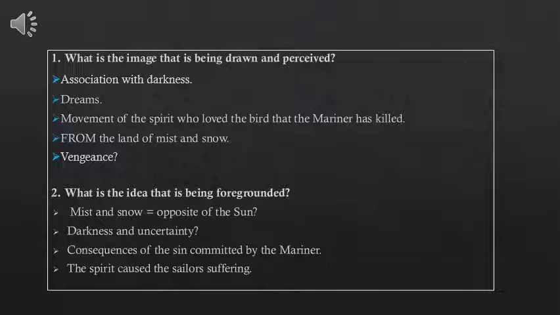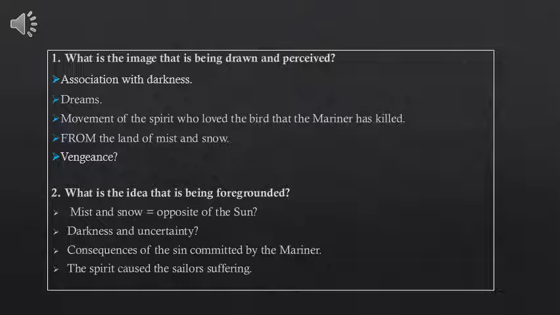The stanzas that mention mist and snow are actually the stanzas that indicate that the darkness is coming for the sailors, particularly the mariner, because there is mention of the spirit who loved the albatross. So, what would the spirit bring? Obviously, not great things. So, first of all, what is the image that is being drawn and perceived? There is this mention that the spirit came from the land of mist and snow. So obviously there is this vital association with the notion of darkness, this notion of dreams being lost in a place where we are not sure of.